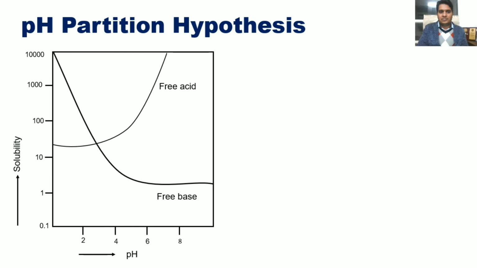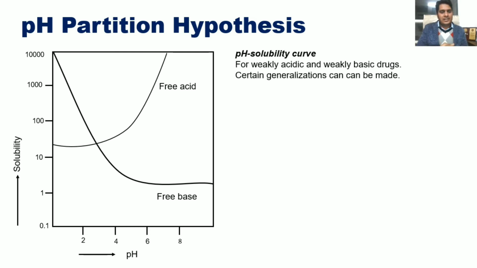Now this is the pH solubility curve. You can see here it is between the solubility of the drug and pH. You can see that for free acids the solubility increases as the pH increases, and in the case of free bases the solubility decreases as the pH increases. So the pH solubility curve is plotted for weakly acidic and weakly basic drugs. So certain generalizations can be made on this solubility curve.